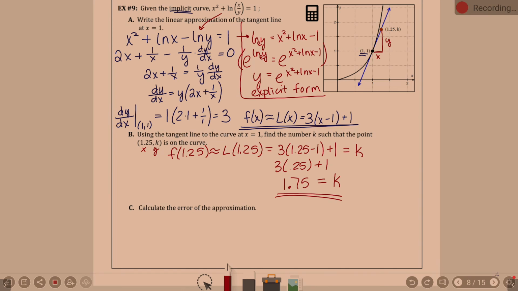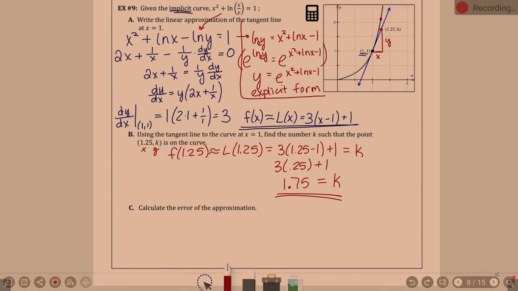Now, part C asks us to calculate the error of the approximation. In order to calculate the error of the approximation, we have to know our linear approximation. We also have to know the actual. Do we know the actual value at 1.25? In other words, approximately right there. Do we know that value? No. How do we find the actual value? Take 1.25, plug it into the original equation.